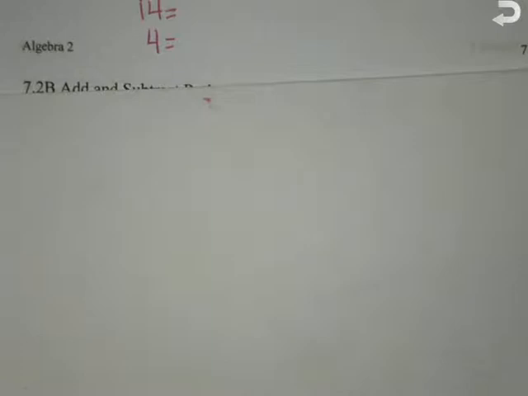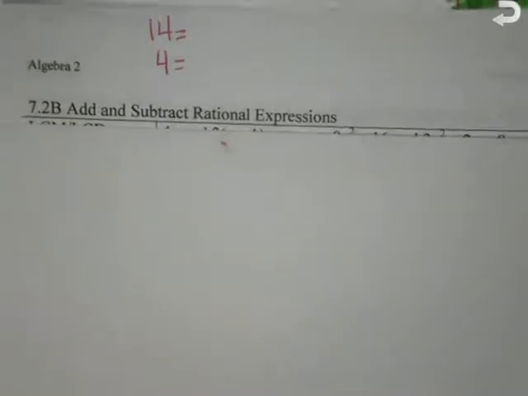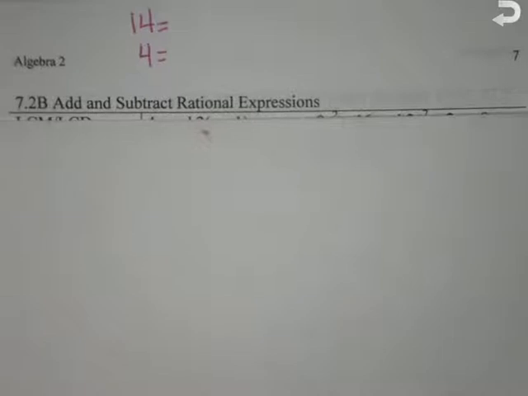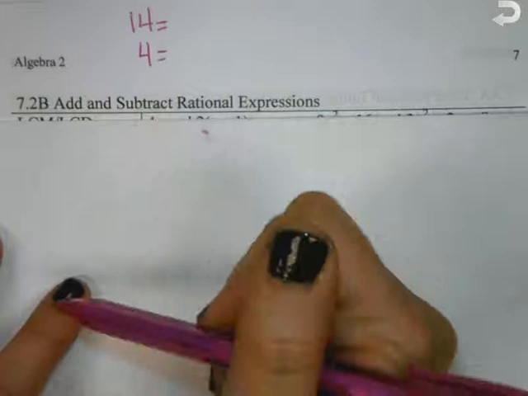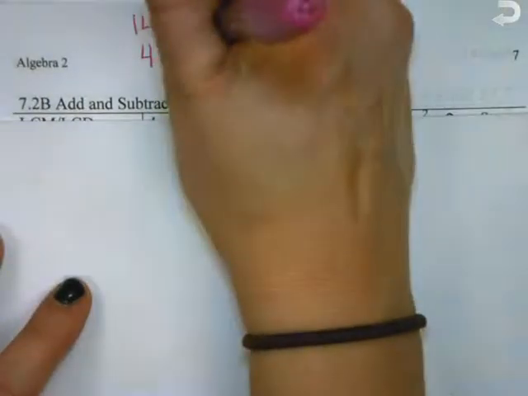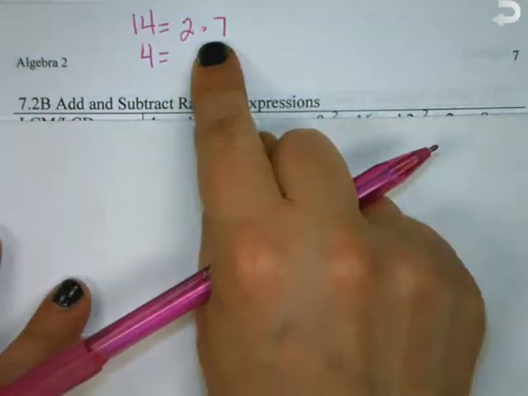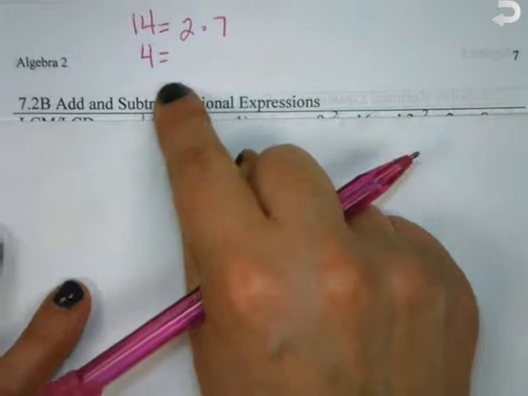Now you might be able to do this in your head, but I want us to do it all written out so that you see how it's done with numbers, and then we're going to apply the same ideas to expressions and variables. So what we want to do here is break down 14 and 4 as much as we can. How would 14 break down? 2 and 7. So 14 is the same as 2 times 7, right? How does 4 break down? 2 and 2.